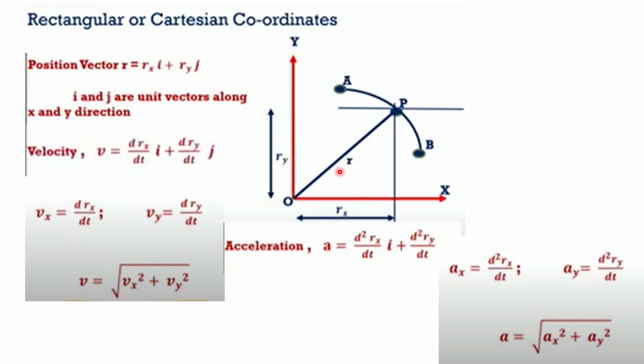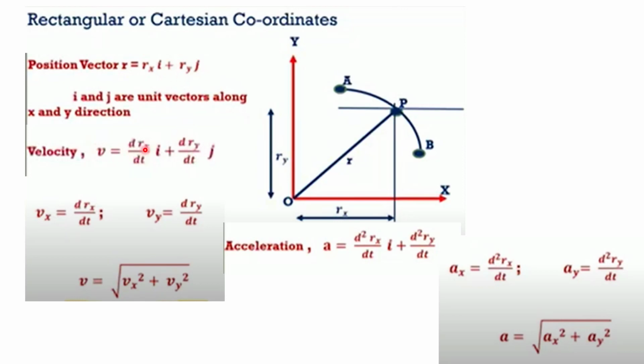Now, in order to find the position vector r, we can use this formula. Position vector r is equal to Rx i plus Ry j. Now, if we have the position vector, we can find the velocity vector, that is, you differentiate the position vector with respect to time. So dr by dt will give you the velocity V, which is equal to d Rx by dt i plus d Ry by dt j.